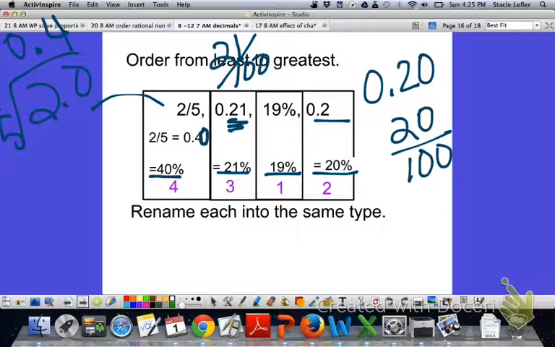And then we can find the one, since they're all percents, it's easier to tell which one's going to come first, the least. So here I ordered them. This would be first, second, third, and then fourth.